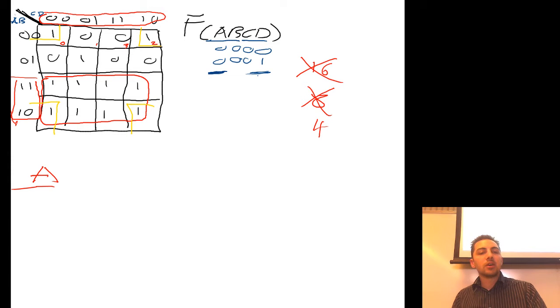And it would be wrong, by the way, to circle it as a group of 2 that way. That is just an implicant. It is not a prime implicant, nor is it an essential prime implicant. It's just an implicant because that blue group is fully contained inside of that yellow group. All right, so what is this yellow group? What's in common across the 2 rows? B bar. And across the 2 columns, D bar.